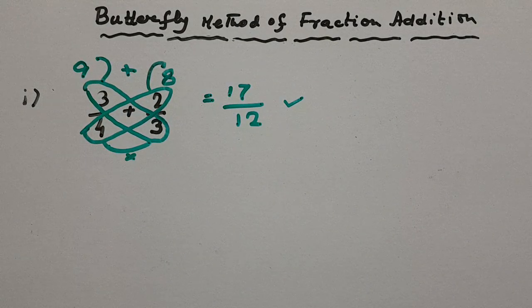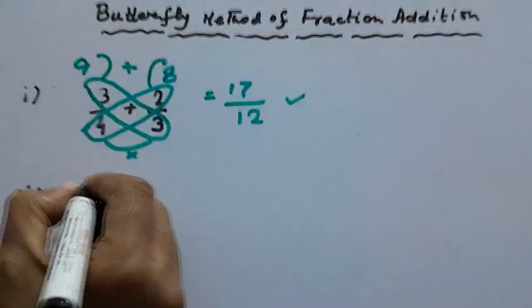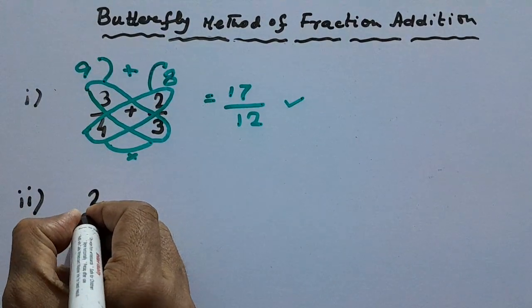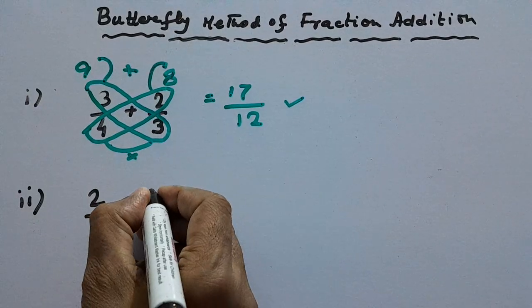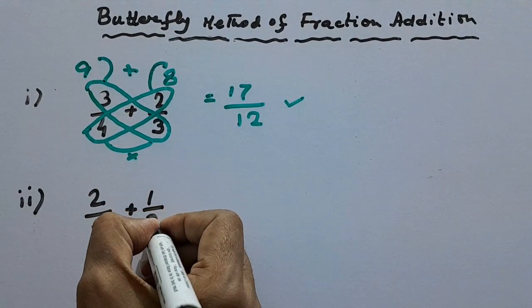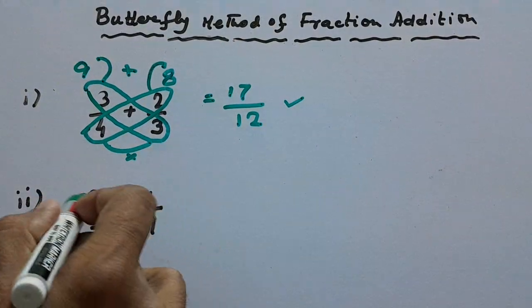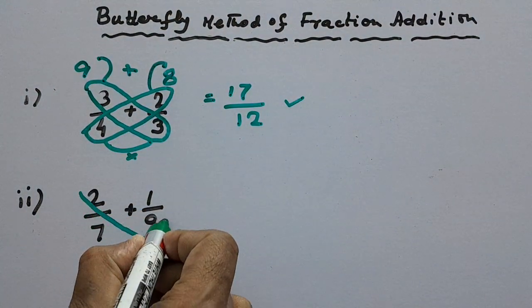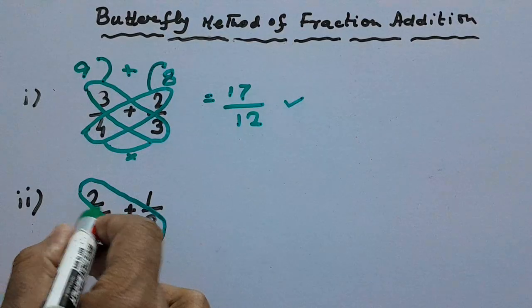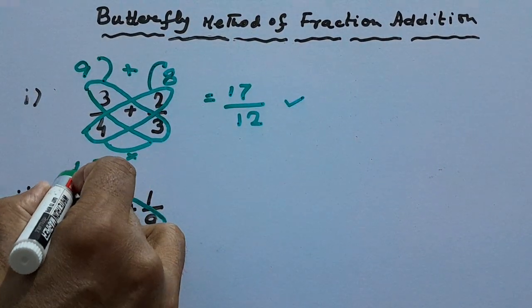Let us take one more example. 2 divided by 7 plus 1 divided by 9. So in the same way, we'll cross multiply these two numbers. So 9 times 2 is 18.